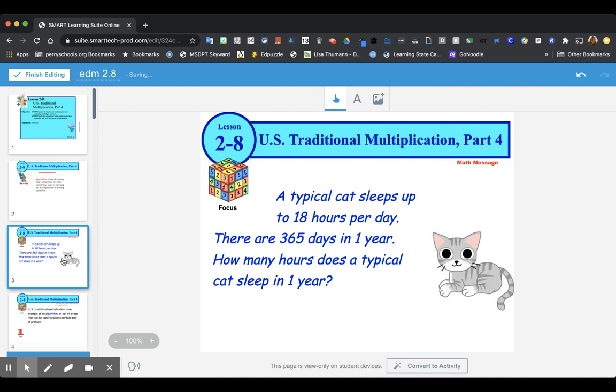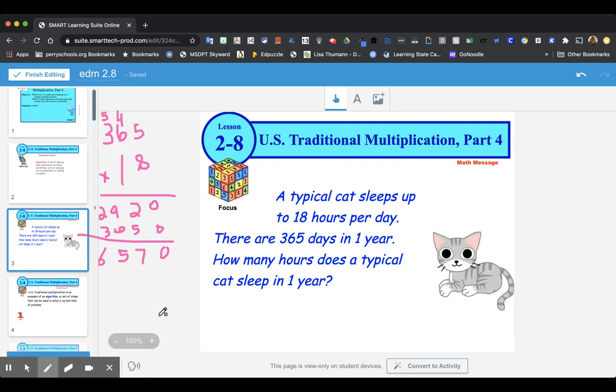Here is a story problem for us to look at for our math message. A typical cat sleeps up to 18 hours per day. Wow, that sounds nice. There are 365 days in 1 year. How many hours does a typical cat sleep in 1 year? Pause the video and try this out. How many hours does a cat sleep in 1 year?